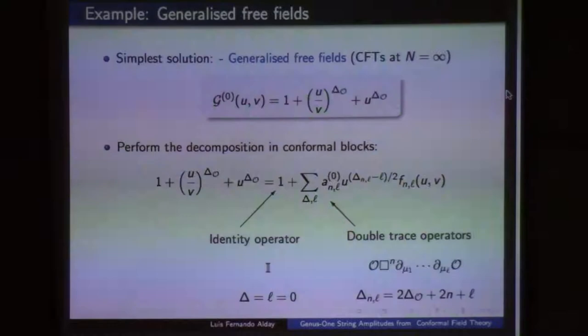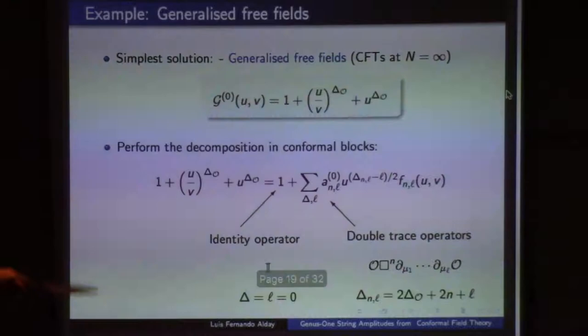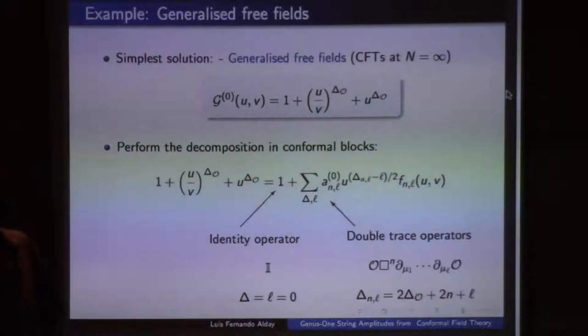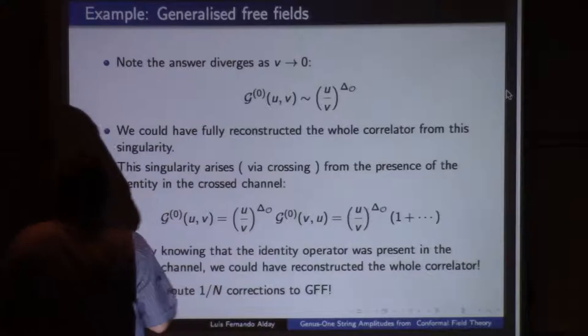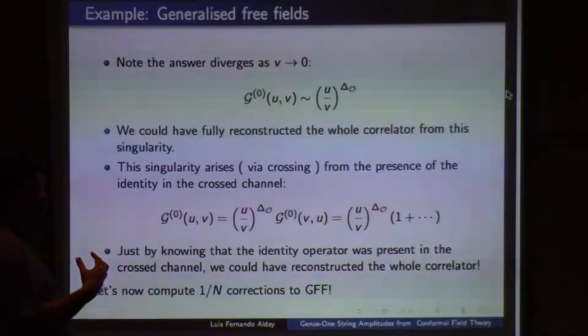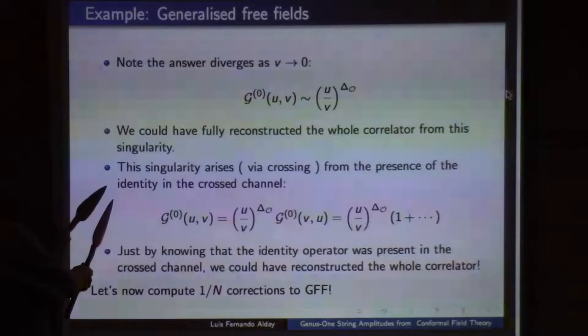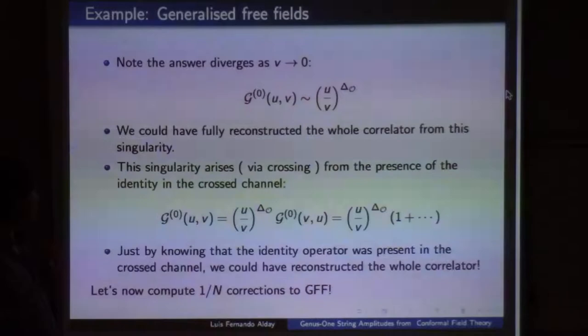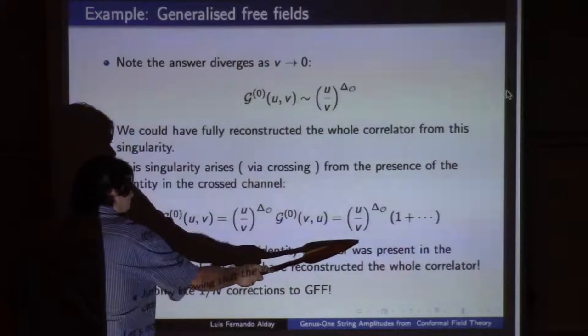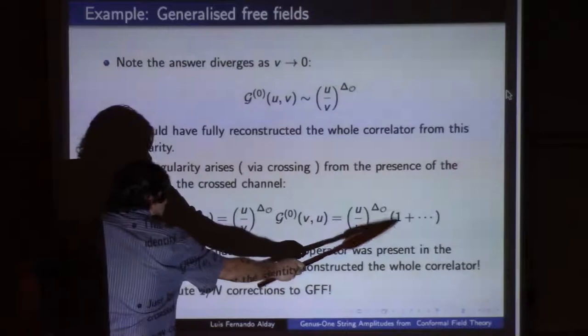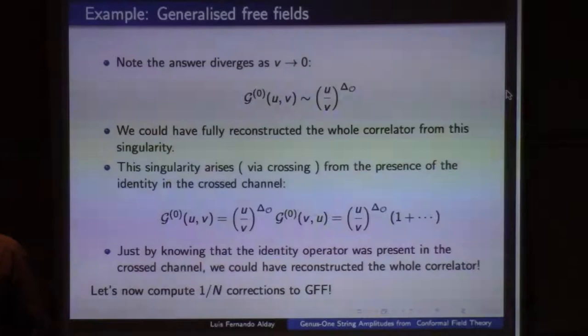Note, by the way, that generalized free fields diverge as u over v to the delta phi. So that we have seen also before. And in principle, with this formula, or Lorentzian inversion, we could have fully reconstructed the whole correlator from this singularity. We are lazy, we didn't do it, but since we can reconstruct any correlator, we can also reconstruct generalized free fields. But notice, and this was also said before, that this singularity arises by crossing from the presence of the identity operator in the cross channel. So, if you are really smart, then just by knowing the fact that you have the identity operator in the cross channel, you know that you need to have this singularity u over v to the delta phi with a 1. Here we are just using crossing, and the 1 here. And from this, you could have constructed the full correlator of generalized free fields, if you wanted to.